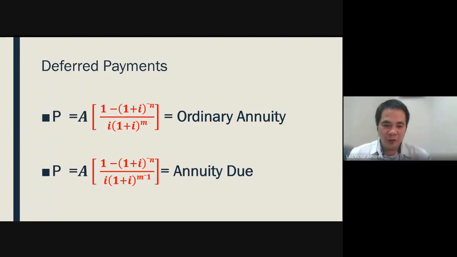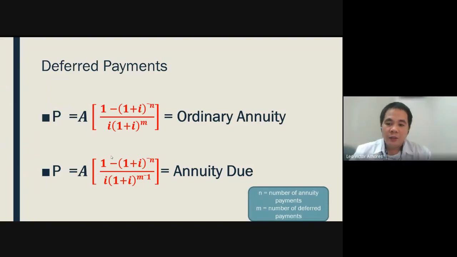So I'll start with the discussion on deferred annuity. As you may all know already, the formula for deferred annuity payments is that P is equal to A, 1 minus 1 plus i to the power of negative n, divided by i, 1 plus i to the power of m. So what is n and what is m? So, let's go.